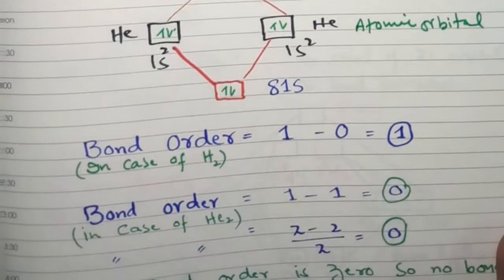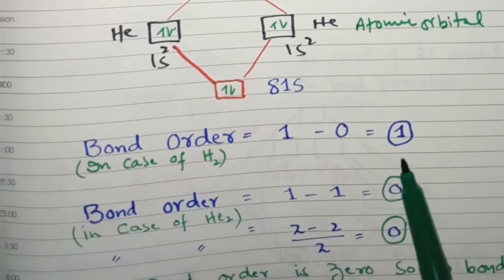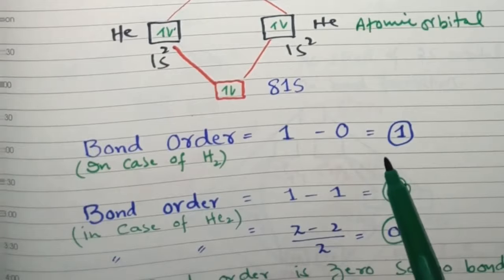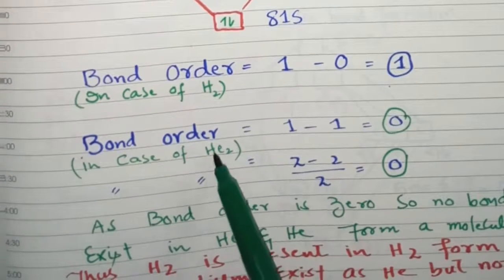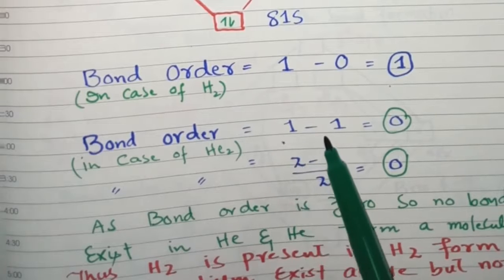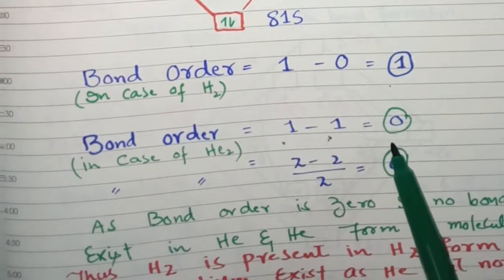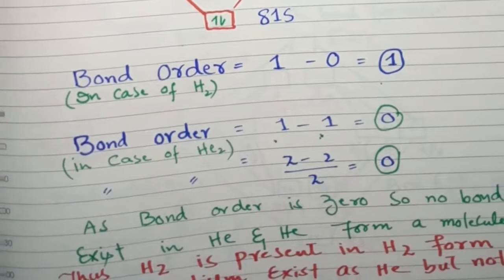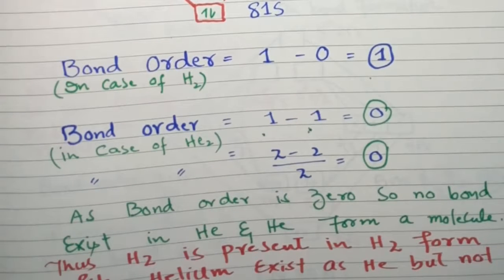Now to find the bond order, if you look at the bond order in the case of hydrogen, we have 1 minus 0, so 1 was the answer. It means hydrogen can form a single bond. But in the case of helium, we have one pair of electrons in bonding, one pair of electrons in the anti-bonding, so 1 minus 1 is equal to 0. 0 means that no bond formation will occur when He and He atoms combine together. So it means that helium cannot exist in nature in the form of He2, but can only exist in the form of He.